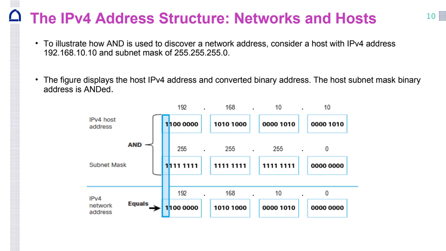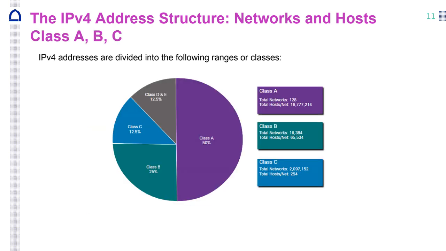Remember, we said our network address is the first 2 octets, Class B. What are the different classes? We have class A, class B, class C, and class D and E. Class A is 50% of the internet numbers. Total networks are 128 bits.